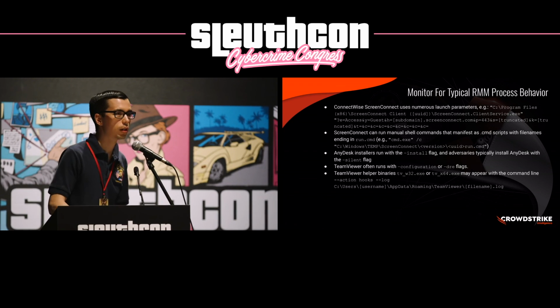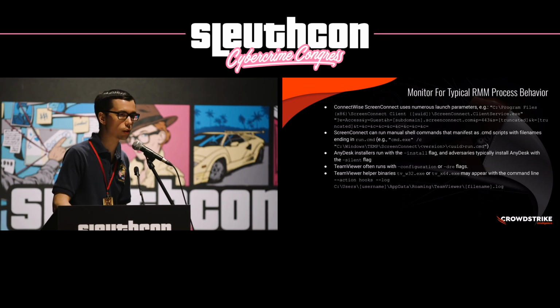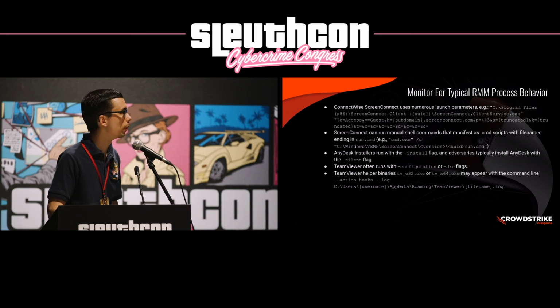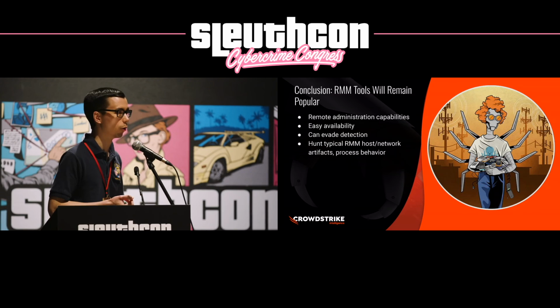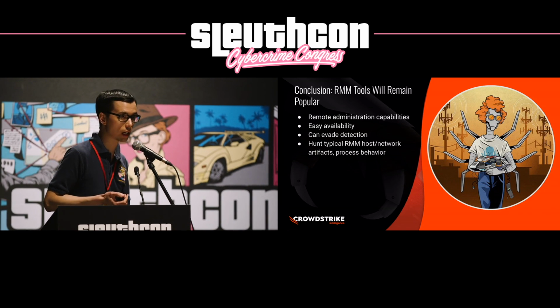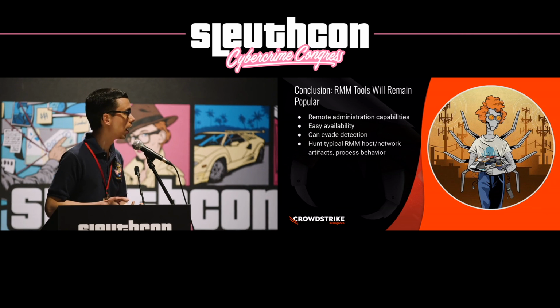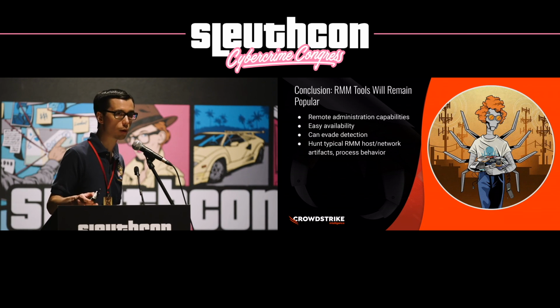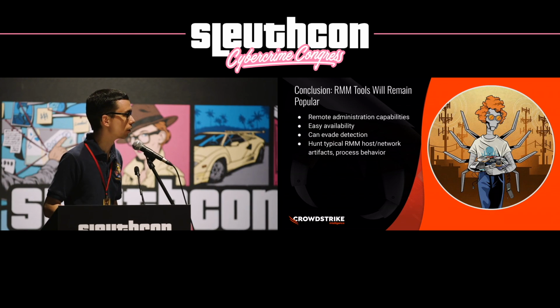So in conclusion, eCrime adversaries will almost certainly continue to use legitimate RMM tools in the future due to their potent combination of remote administration capabilities, ease of availability, again, you can just download them from any vendor website, and most importantly, evasion of detections and preventions. So in order to detect them, baseline your network, know what RMM tools you do expect, and then write detections for both host and network artifacts, as well as process behaviors.